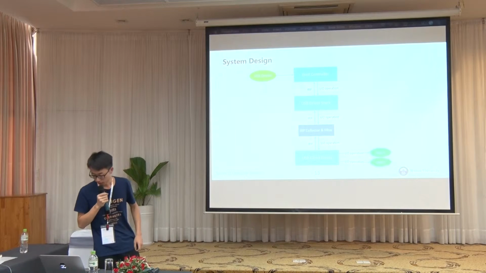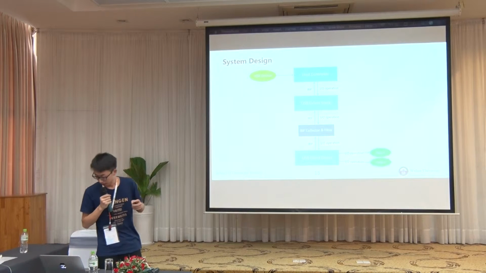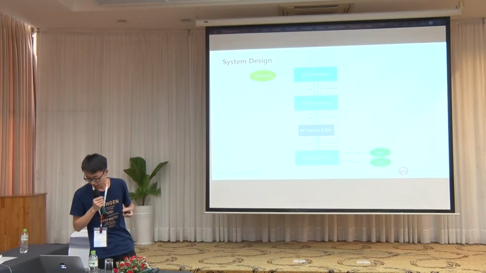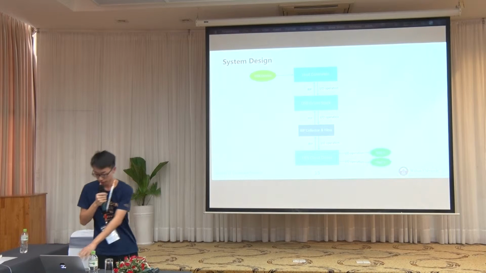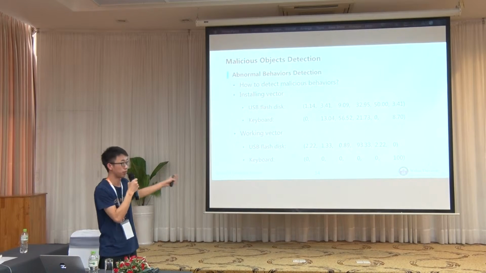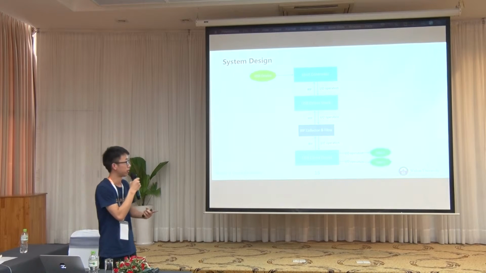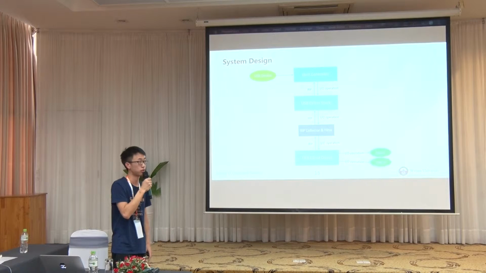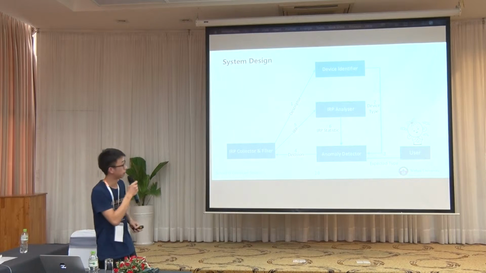But we found the problem that we cannot detect the attack if we just have one IRP. So here we use many IRPs, for example, several hundreds, but here we only have one IRP. Without its context, we cannot detect the attack. So we redesigned our system.